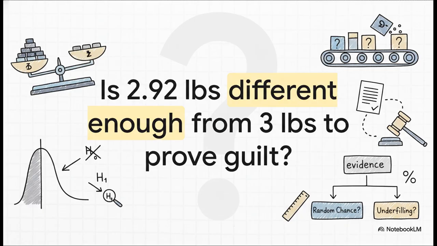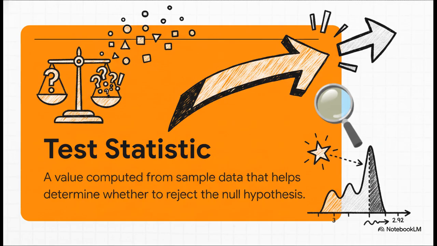And this right here, this brings us to the absolute core of the issue. Yeah, okay, 2.92 is less than 3, we can all see that. But is it different enough? Could that tiny difference just be random luck in the cans we picked, or is it a big enough difference to serve as real proof that the company is underfilling? We need a way to measure that. And that's where this thing called the test statistic comes into play. You can think of it as our single most important piece of evidence. It's one number that boils down everything we found in our sample and tells us just how far away our result of 2.92 is from their claim of 3.